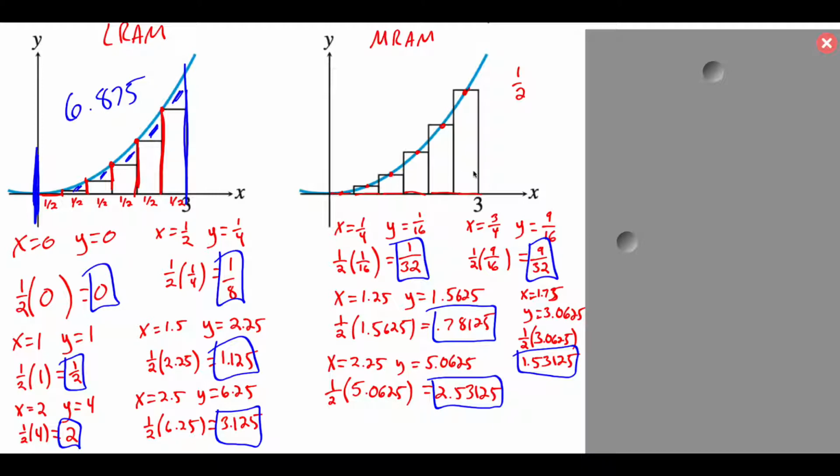I've got one more rectangle to take care of. So that goes from 2.5 to 3.